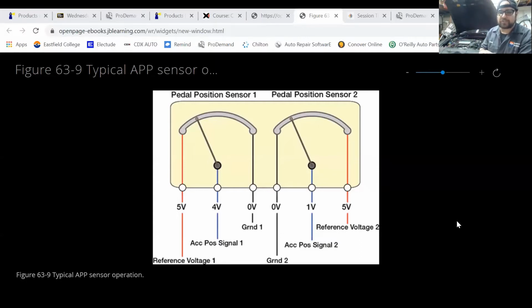And one is usually going to go from 0 to 5 volts. The other one is going to go from 5 to 0 volts. In the Acura TL case we have here, one is from 0 or a half a volt to 5 volts, and then one is from 0 to 2.5 volts. And so we're going to look at that. Let me show you how I have that set up.